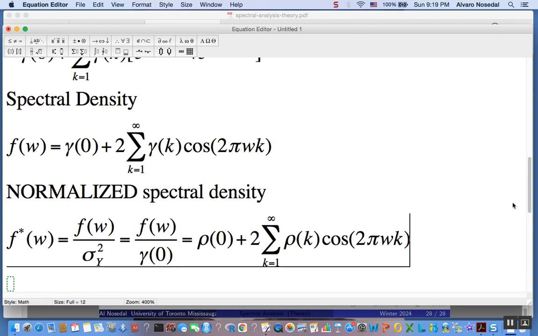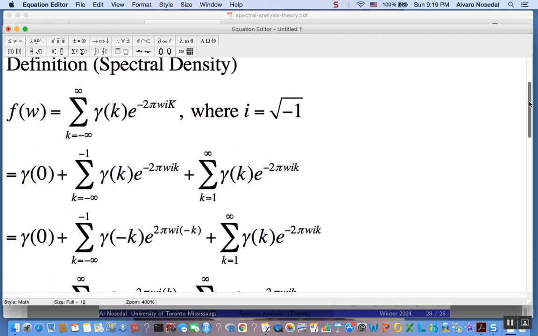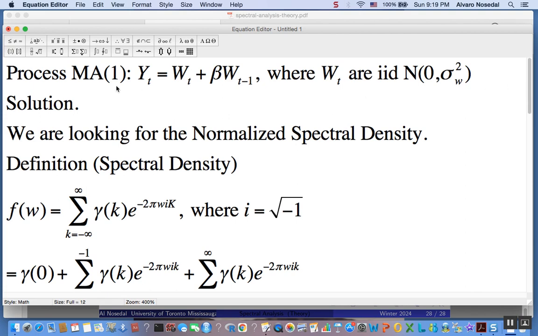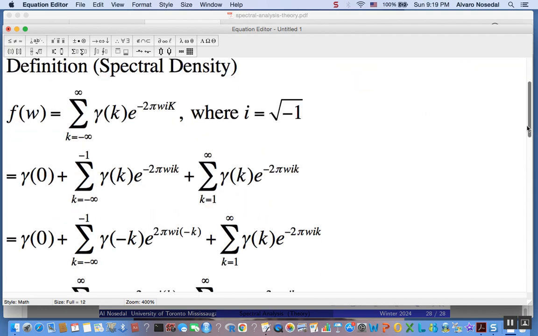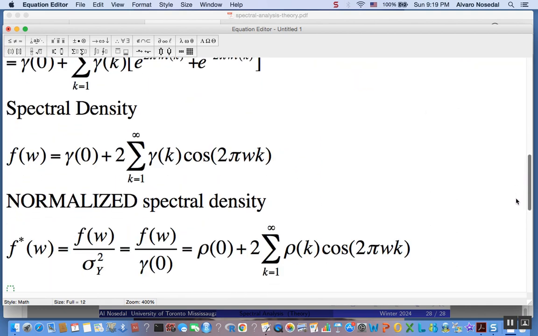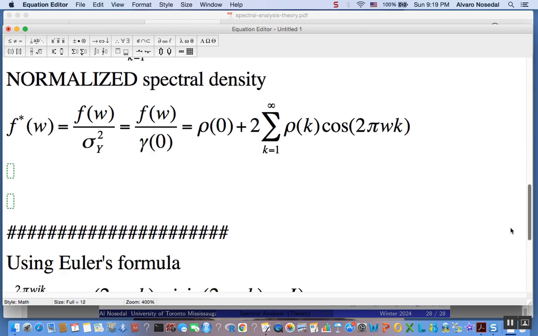So now we are looking for the spectral density for an MA1 process, a moving average of first order. Something that we did in another video is finding the autocovariance function. Let me remind you what we ended up with there. What we showed there is this. Let me just say this.